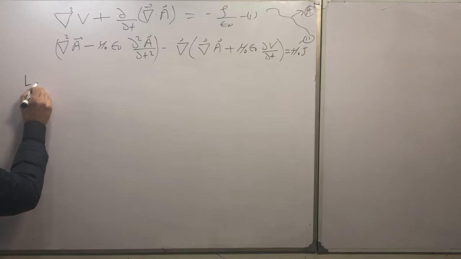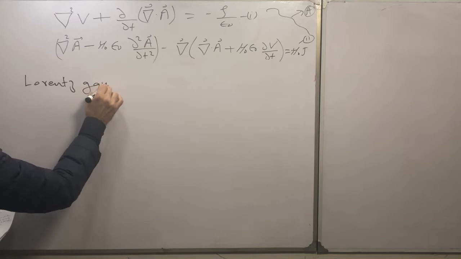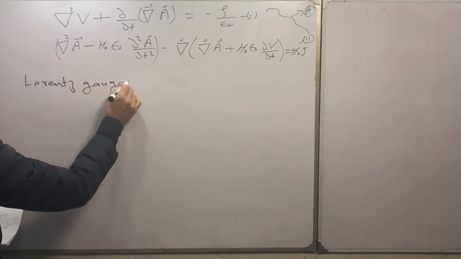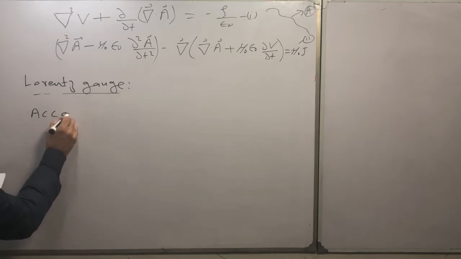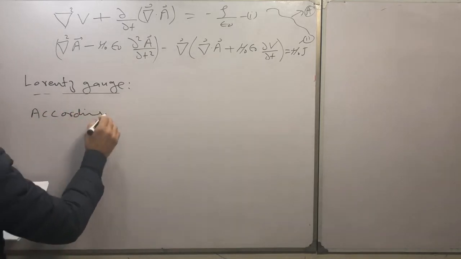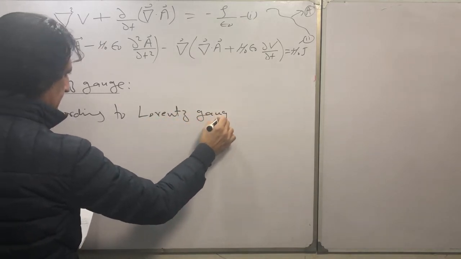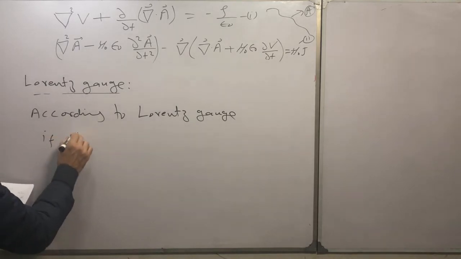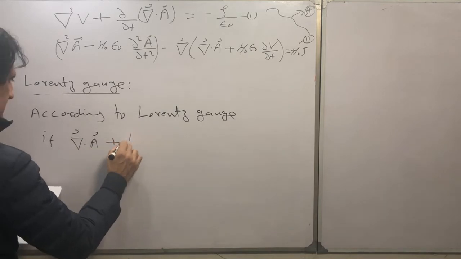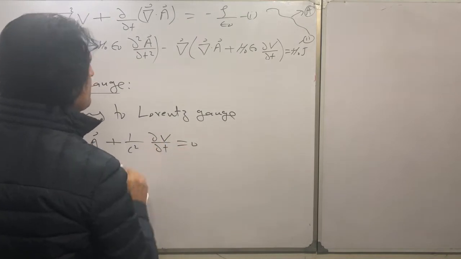And this is now the Lorentz gauge. According to the Lorentz gauge, the divergence of A plus 1 over c square partial V divided by partial t is equal to 0.